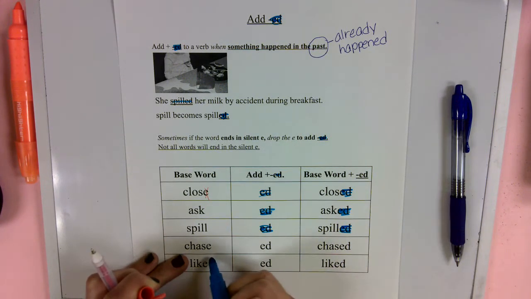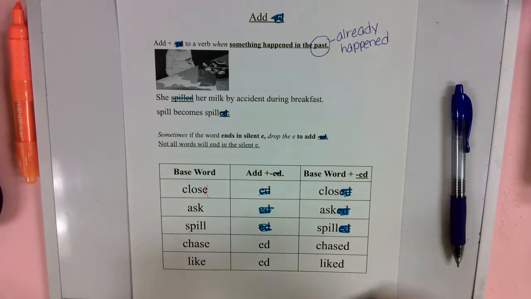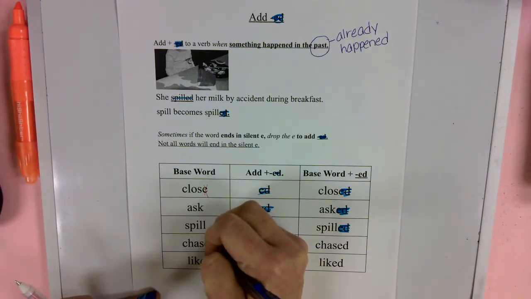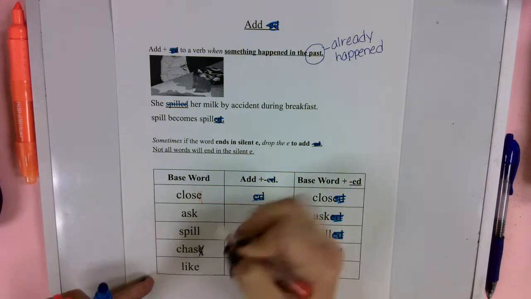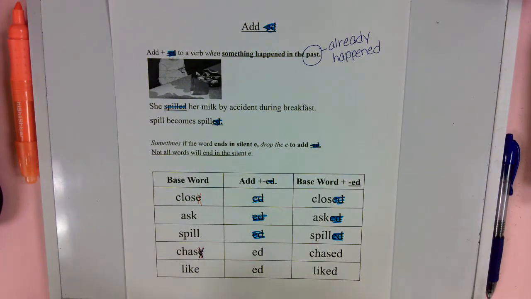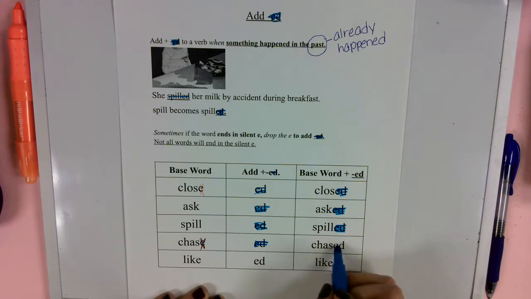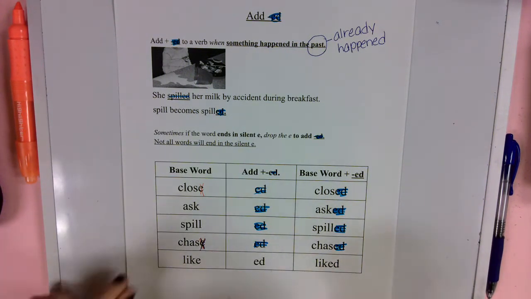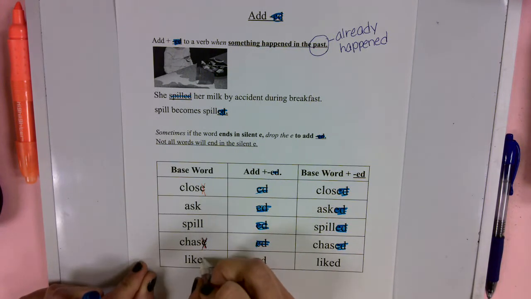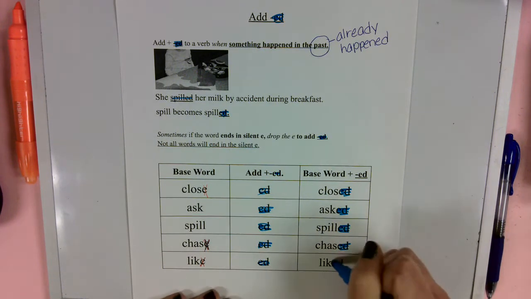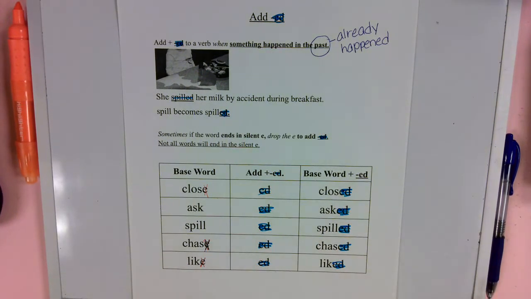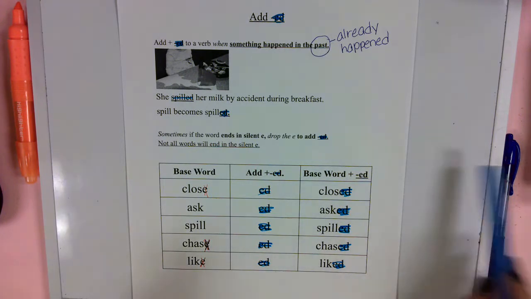Now, this one is chase. So I'm going to cross out the e, just so we don't get confused. Whoopsie, should have used my red pen. Now I'm going to add the ed to get chased. And then the last one, like, cross out that silent e, add your ed, and you get liked. All of these words happened in the past.